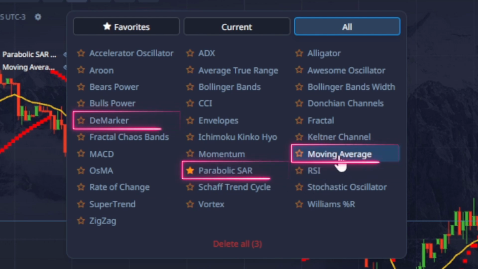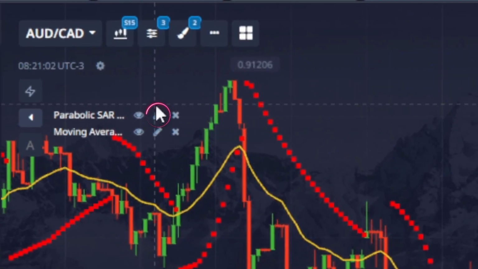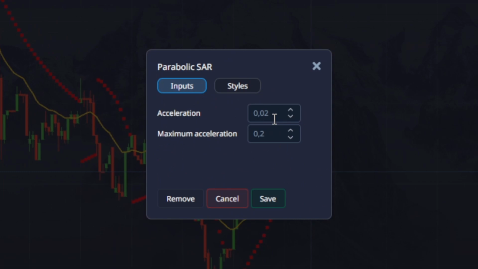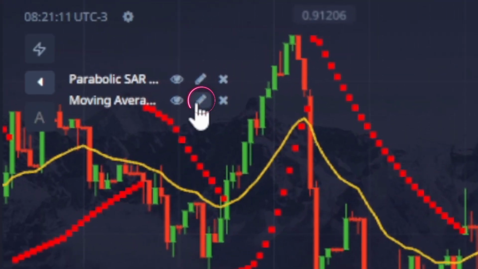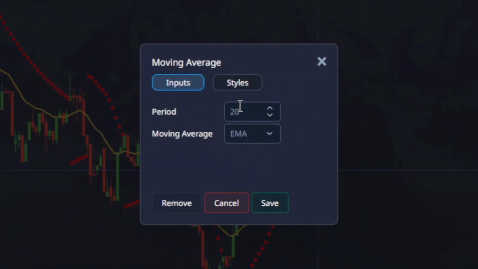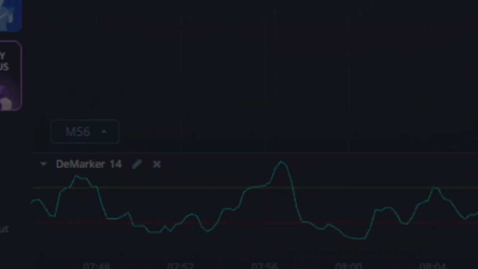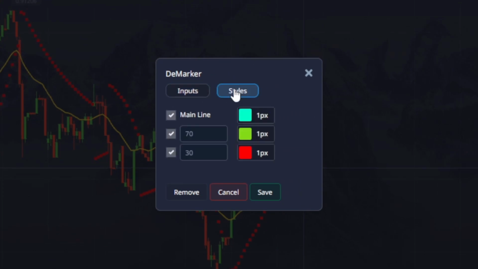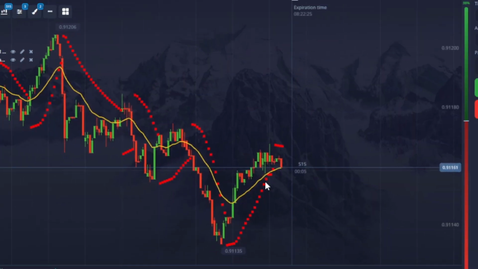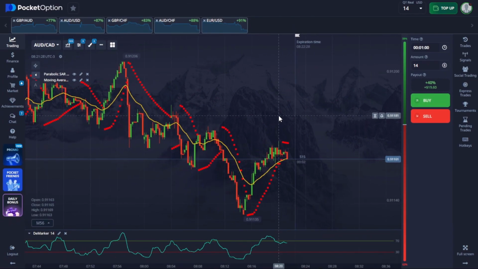Okay, so let's configure that. Let's set them all up one by one. Parabolic SAR, we're going to use 0.02 with 0.2. Okay, that's red. Then the moving average: for that, we're going to use a period of 20, exponential, and the colors are your choice. For the last one, the DeMarker, 14. The stars won't show there if you want to use the same, but that's up to you. Alright, so that's the structure, guys.